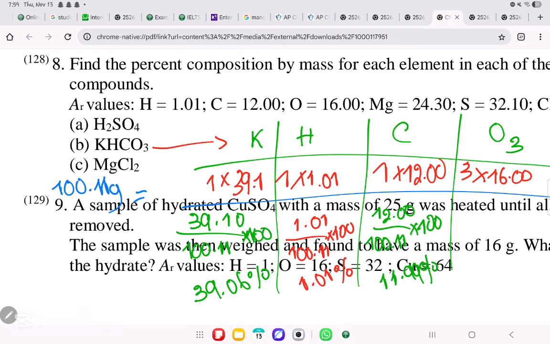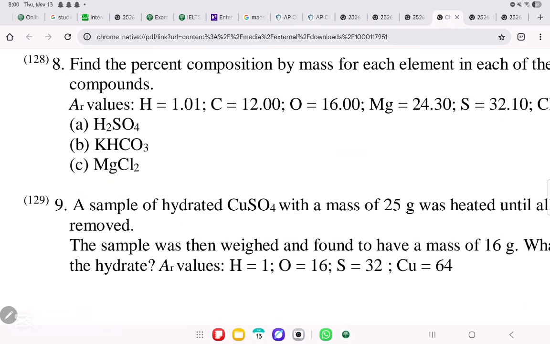And then last but not least, oxygen, which is 3 times 16.00 over 100.11. Of course, since it's to 4 significant figures, our answer should be to 4 significant figures. So all of this times 100 will give me an answer of 47.95%.